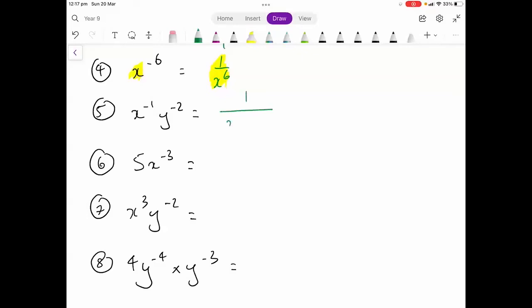Question 5, both x and y have negative powers, so they both move to the denominator. Their powers stay the same though, except for the negative sign, so it becomes 1 over x y squared.